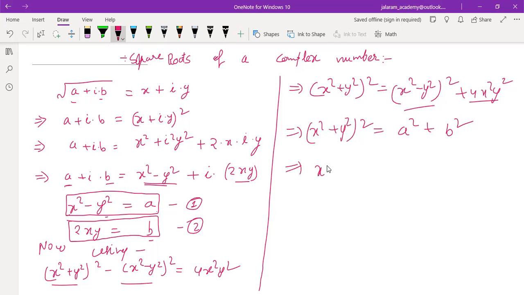And taking the square root on both sides, we write x square plus y square equals square root of a square plus b square, as equation number 3.